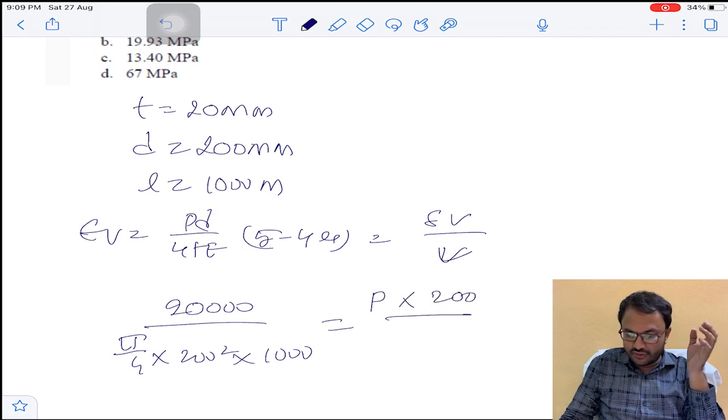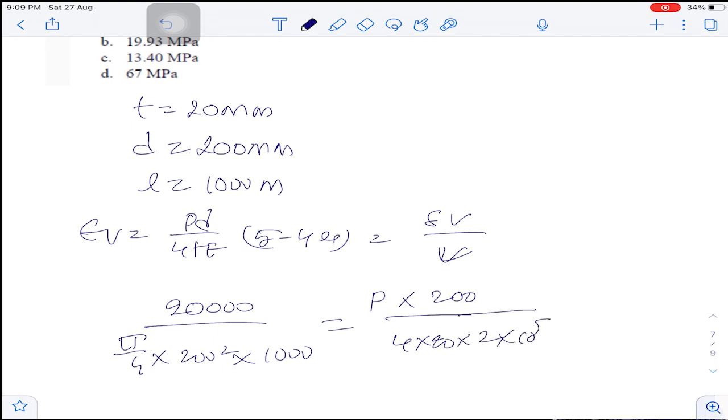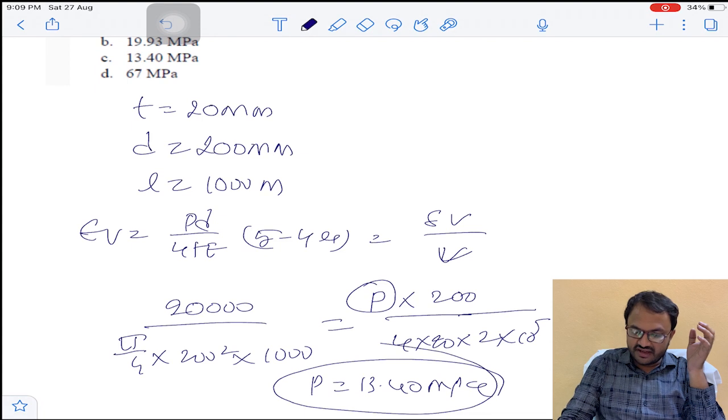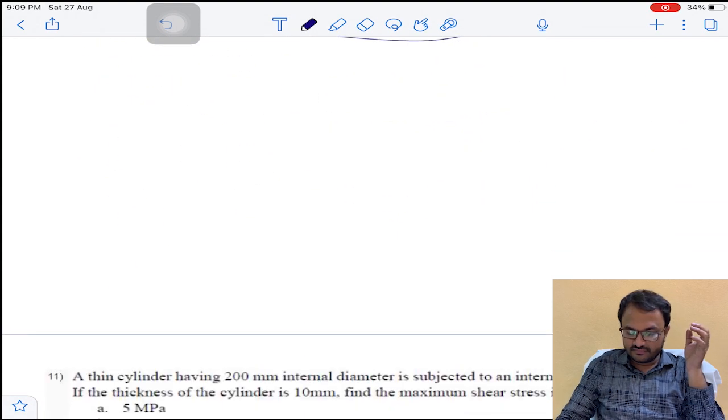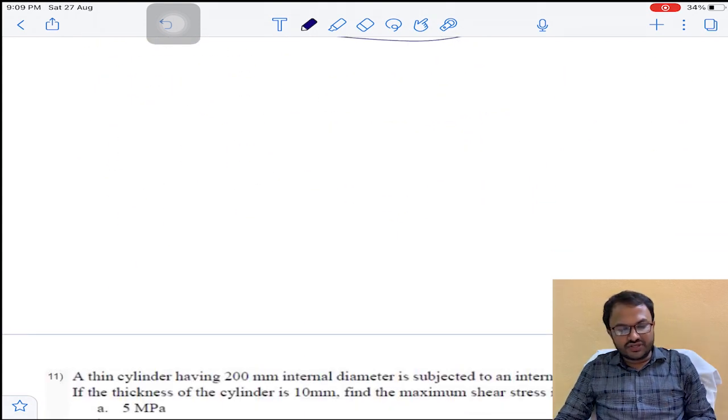Diameter D is equal to 200. 4T is equal to 20. E is 2 into 10 power 5. 5 minus 4 into 0.3. So by this we will get P is equal to 13.40 MPa. So option C for question number 10. Okay. So now coming to question number 11.